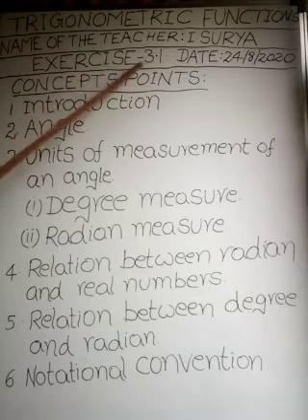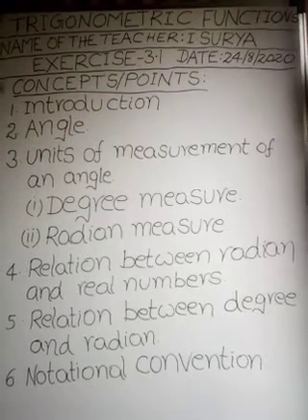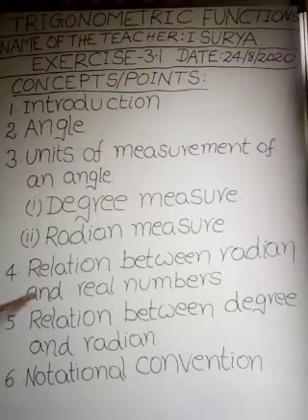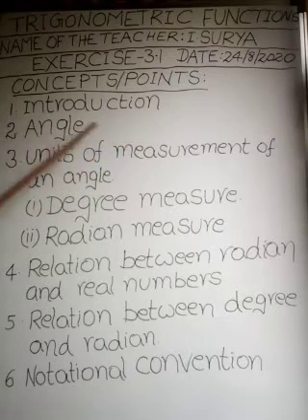In the first exercise, that is 3.1, we discuss these 6 points, or 6 concepts. We discuss all these 6 points one by one. What are the 6 points? See here. First one, introduction. And the second one, angle.